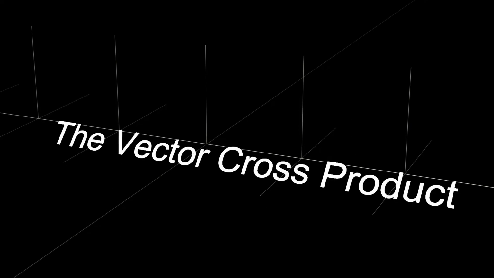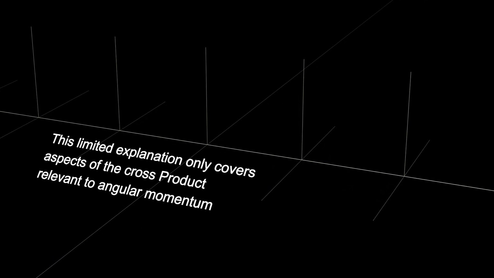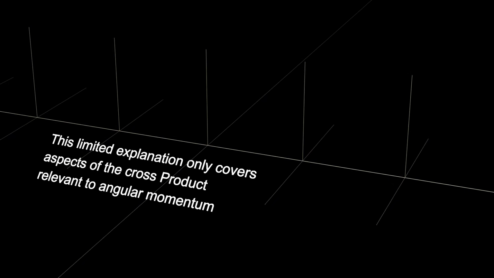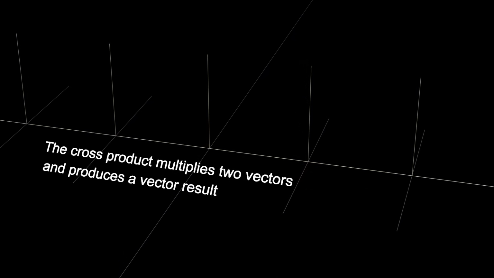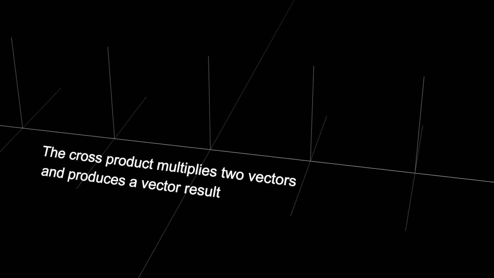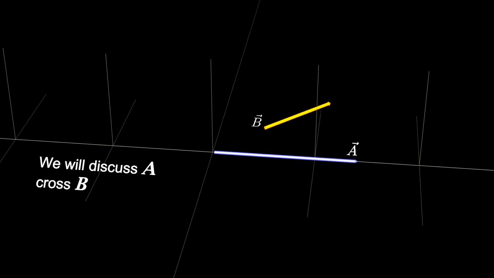The vector cross product. This limited explanation only covers aspects of the cross product relevant to angular momentum. For a full explanation, consult other sources. The cross product multiplies two vectors and produces a vector result. We will discuss A cross B equals C.